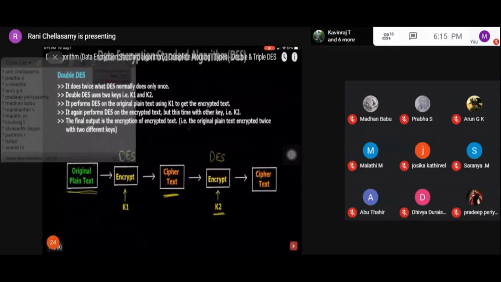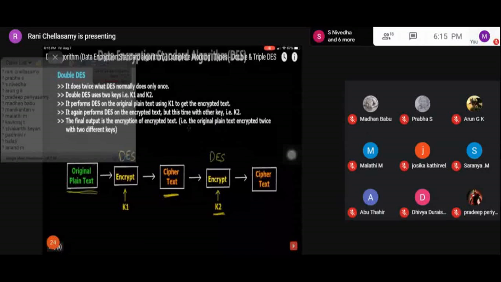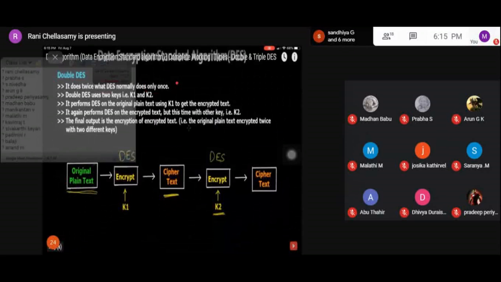So double DES means you're going to apply the DES algorithm twice. Fine. So it does twice what DES normally does only once. Okay. So here double DES uses two keys, K1 and K2. It performs the DES algorithm on the original plain text. Here K1 is used for the encryption process and you will get ciphertext. And once again, you have to apply the DES algorithm for encryption with the help of K2 and convert into ciphertext.